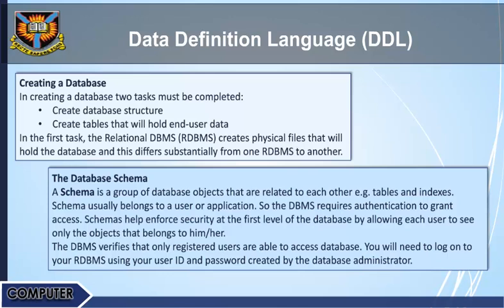The database schema. A schema is a group of database objects that are related to each other, e.g., tables and indexes. A schema usually belongs to a user or application. So, the DBMS requires authentication to grant access. Schemas help enforce security at the first level of the database by allowing each user to see only the objects that belong to him or her. The DBMS verifies that only registered users are able to access the database. You will need to log onto your RDBMS using your user ID and password created by the database administrator.